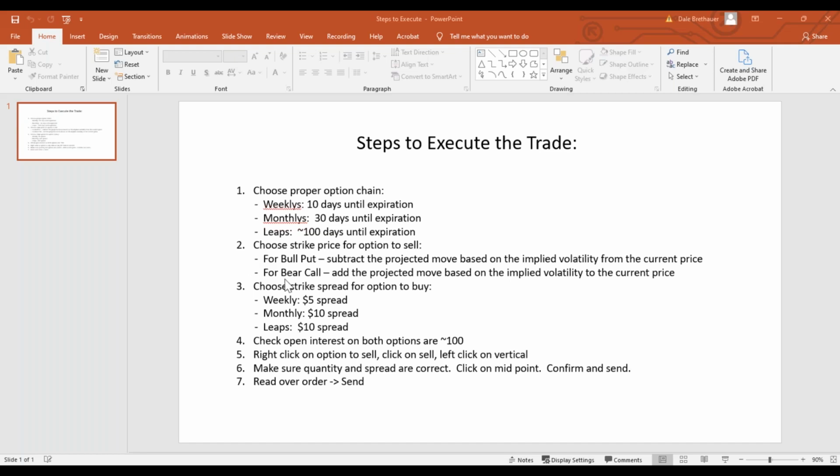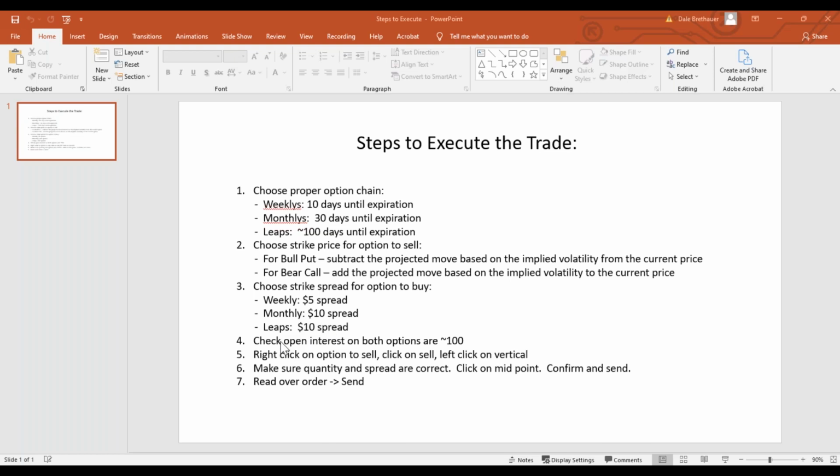Or if you want to get implied volatility in there, and this is the way I do it all the time, for a bull put, I want to subtract the projected move based on implied volatility from the current price, and that is my sell strike price. For a bear call, I want to add that projected move. Okay. Now, like I had mentioned, you choose the strike price for a weekly 5-point spread, and 10-point spread for monthly and leaps.